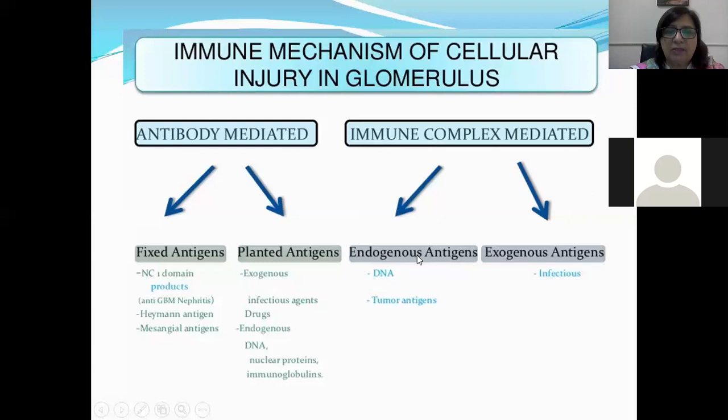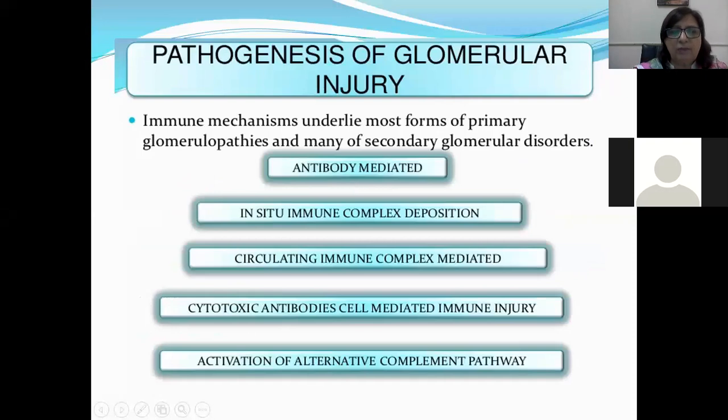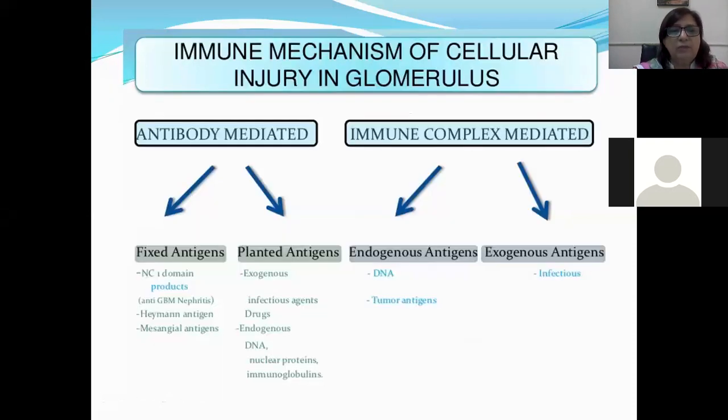Immune complexes are formed against endogenous antigens, which can be DNA or tumor antigen, or exogenous antigens, which can be infectious antigen. So we have glomerular injury by all these mechanisms: antibody mediated, in situ immune complex, circulating immune complex, cytotoxic, or activation of the alternate pathway. Antibody mediated, I already told you, is because of fixed or planted antigen. Immune complex is also because of endogenous antigens around which immune complexes are formed, or exogenous antigens around which immune complexes are formed. These immune complexes can lodge into the glomerular basement membrane, leading to glomerular injury.